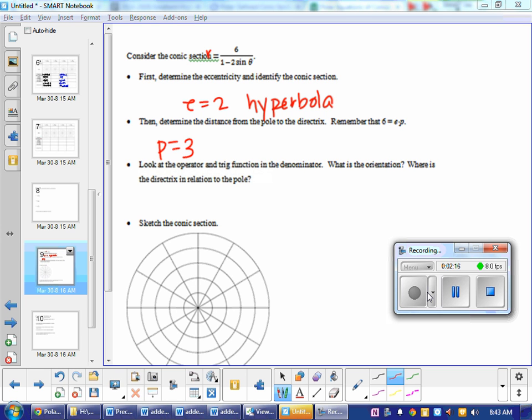Okay, so let's back up to the sine. What do we know about this? It's vertical. And then remember, the denominator controls the directrix. So 1 minus 2 sine theta, it's below. Your directrix is below. So the question is, what is the orientation? It's a vertical orientation. Where is the directrix? The directrix is below because of the minus sign.